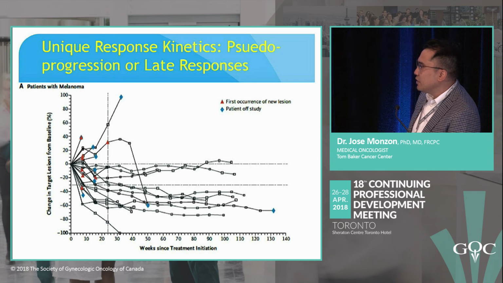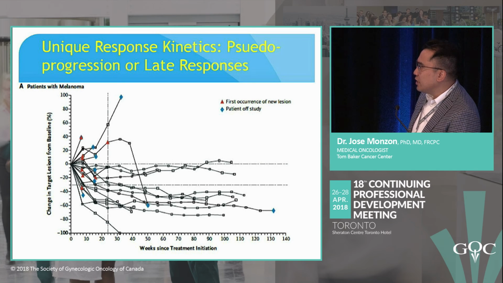Some have stability of their disease, but this is the one I want you to focus on. There's an individual here whose disease from the get-go started to grow, and then only at about 40 weeks, there was a drop and shrinkage of their disease. This is what we call pseudoprogression or a late responder.